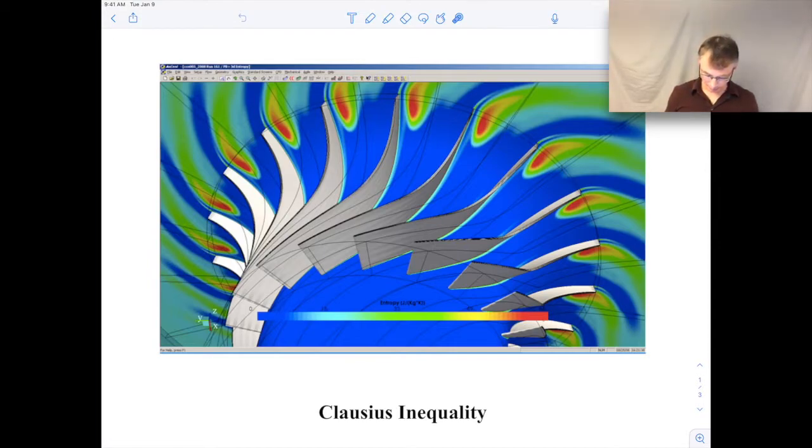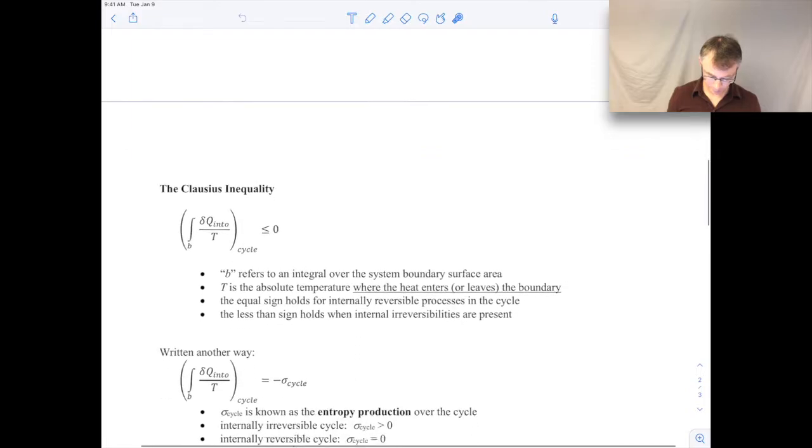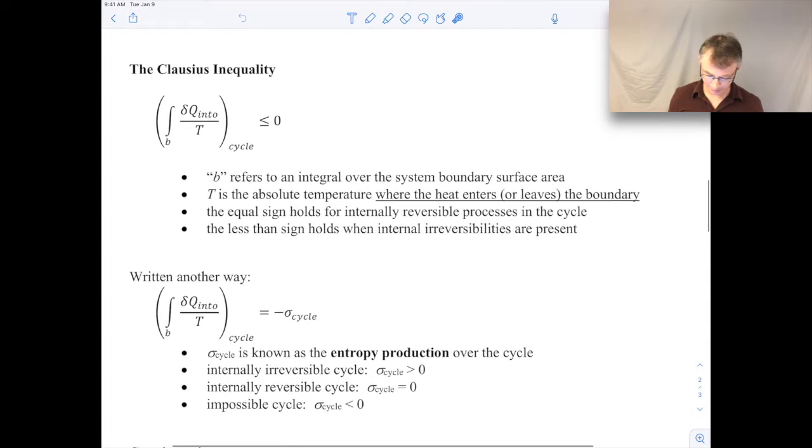Okay, so let's get into the Clausius inequality. So I'm just going to show you what the inequality is. I'm not going to do the derivation here. If you're interested in the derivation, your textbook has it. I also have a derivation in my book style notes, so we won't go through it here in the lecture. But the Clausius inequality is given right here.